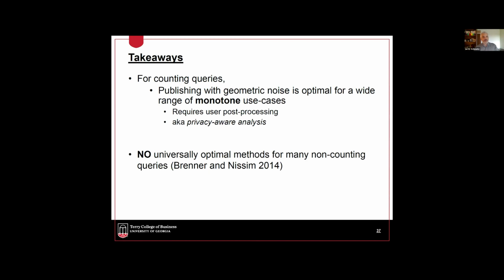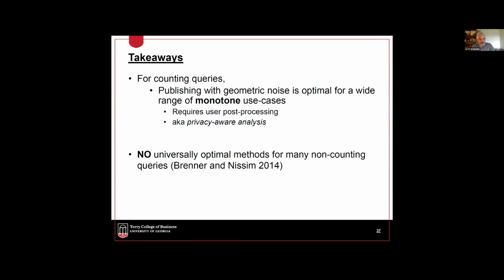So, takeaways: for counting queries, publishing with geometric noise could be optimal for a wide range of monotone use cases, but it does require that we assume that the users are going to be engaged in some privacy-aware analysis. If the users end up treating the data as though they were undistorted, then we have problems.